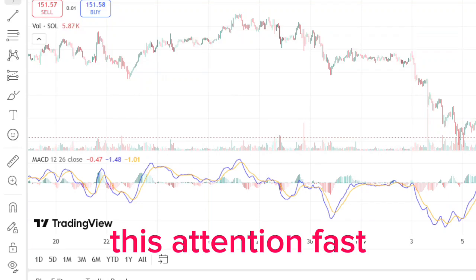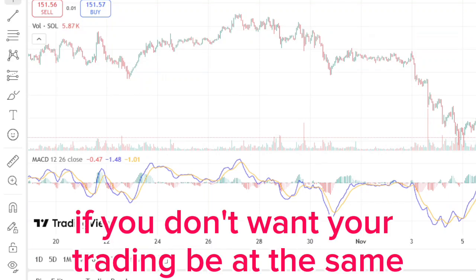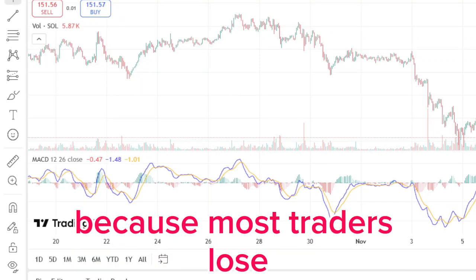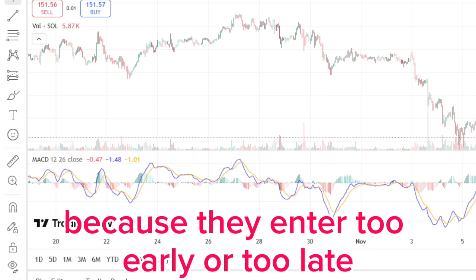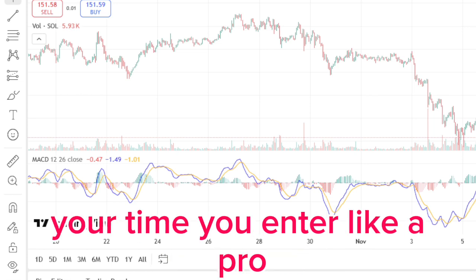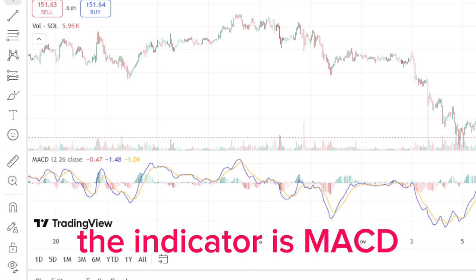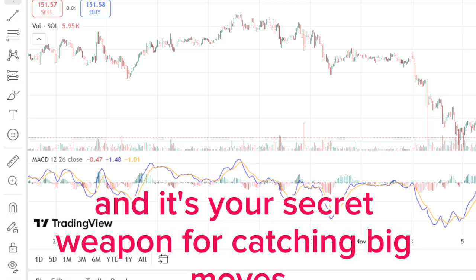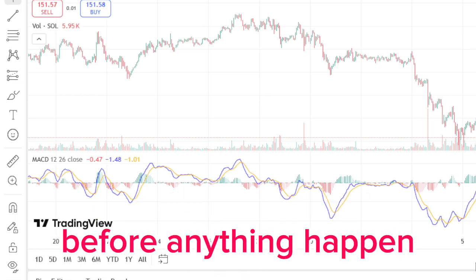Pay attention fast if you don't want your trading bill to end the same. Because most traders lose because they enter too early or too late. But if you master this one indicator, you'll time your entry like a pro. The indicator is MACD and it's your secret weapon for catching big moves before anything happens.